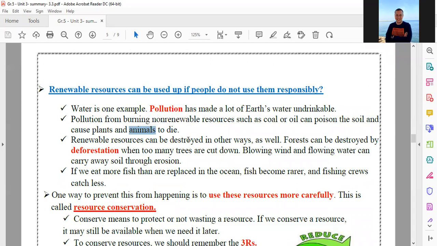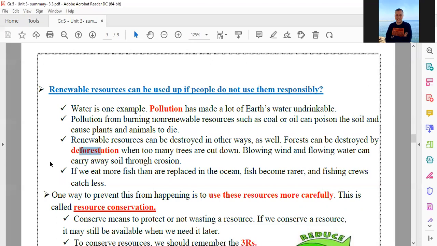Renewable resources can be destroyed in other ways as well. Forests can be destroyed by deforestation. Repeat this word after me. Deforestation. You know the term, you know the forest. Forest is the place where there are huge trees in a huge area of land. Okay.